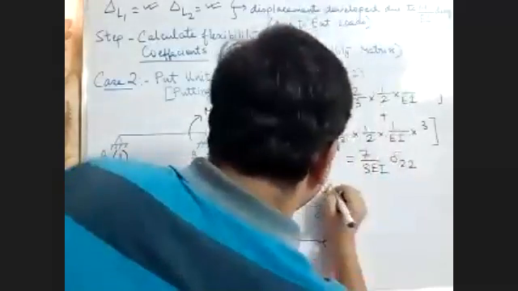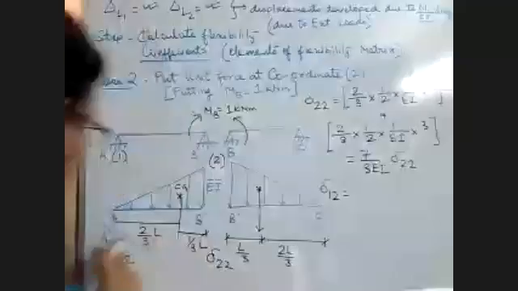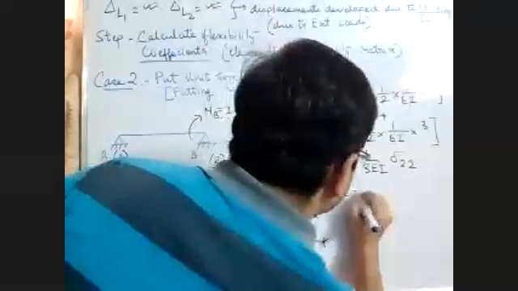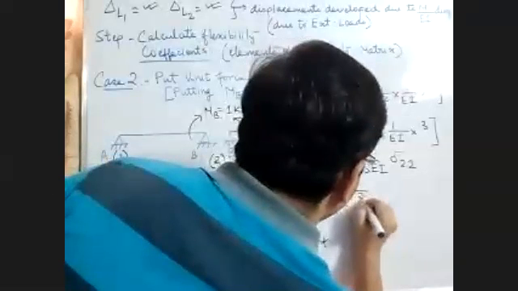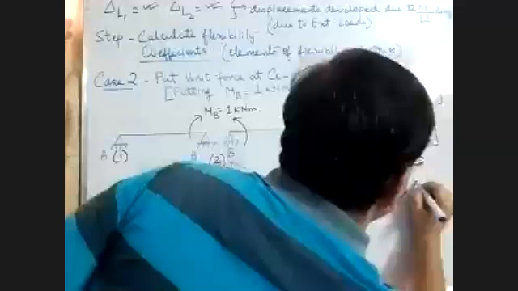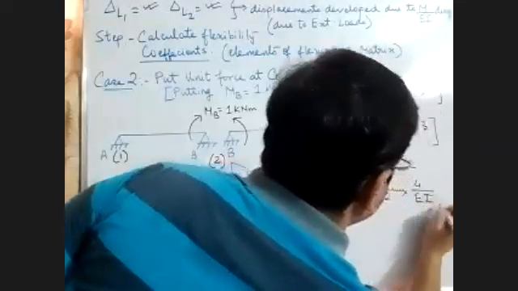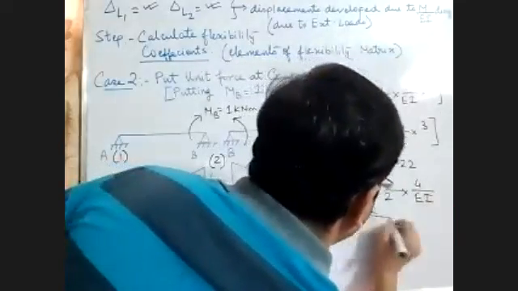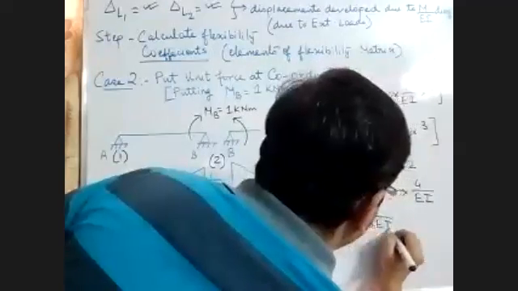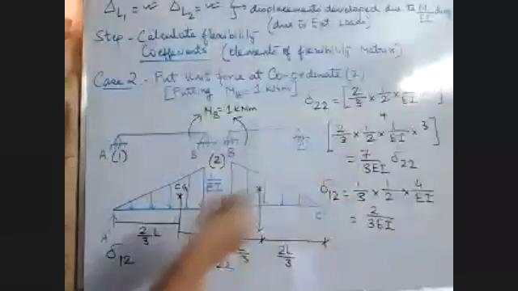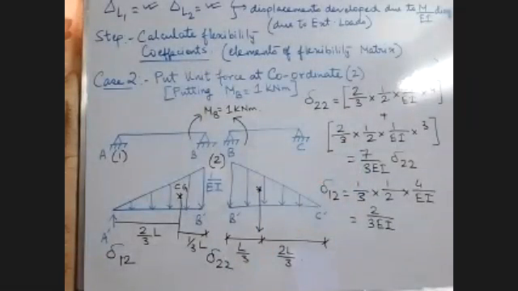And delta 2,1, but delta 1,2. Delta 1,2 will be 1/3 into the area of the triangle. So 2/3 of here. Okay. In this case, I've got again the elements column-wise in this fashion.